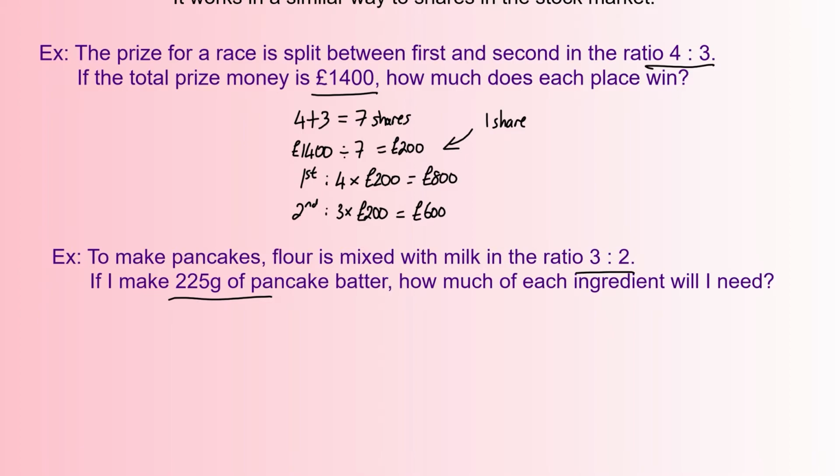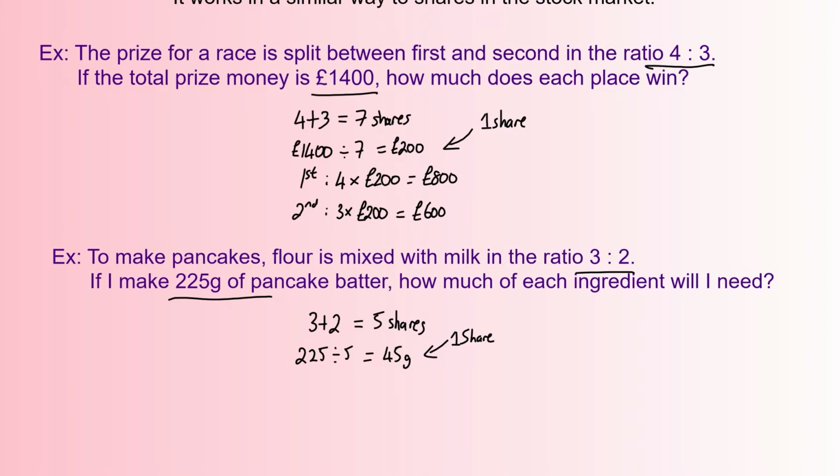It's the same idea. Okay, we've got 3 shares for flour, 2 shares for the milk, and we're weighing it all on the scales, and we've got to figure out how many shares we've got in total. So we've got 5 shares altogether. So 225 grams of pancake batter is going to be split 5 ways, first of all. Okay, so if we do that, that gives us 45 grams, and that, remember, is just 1 share of the pancake batter.